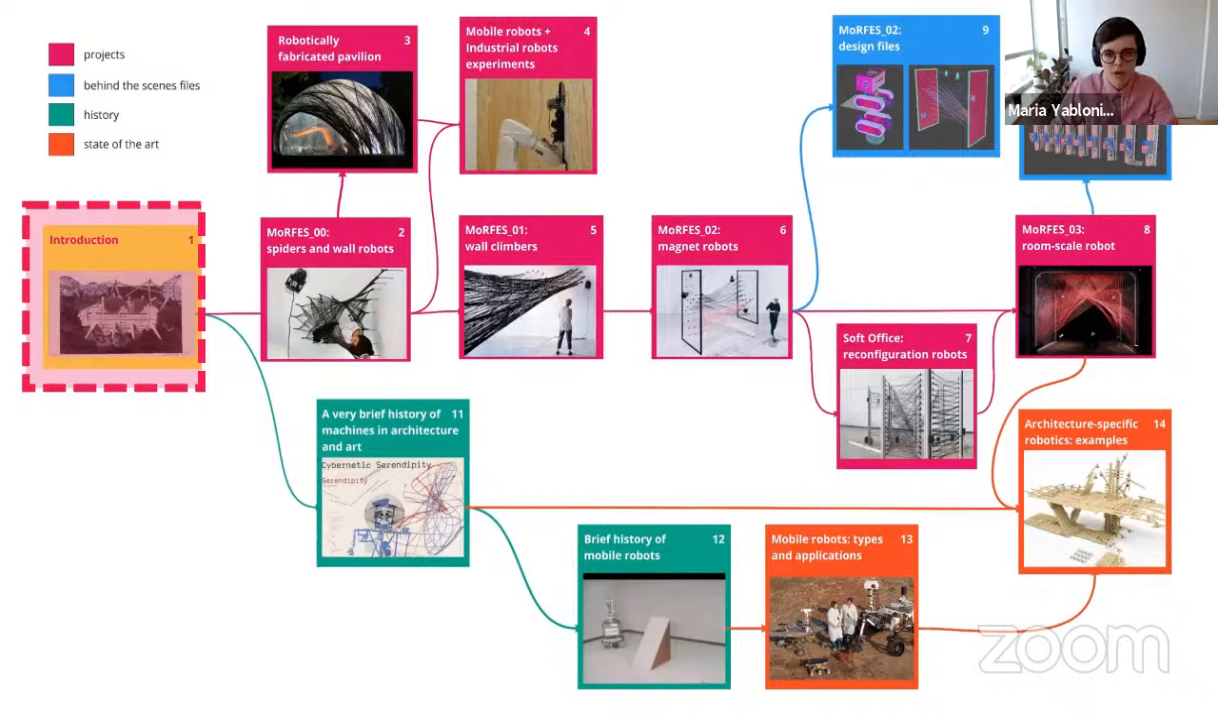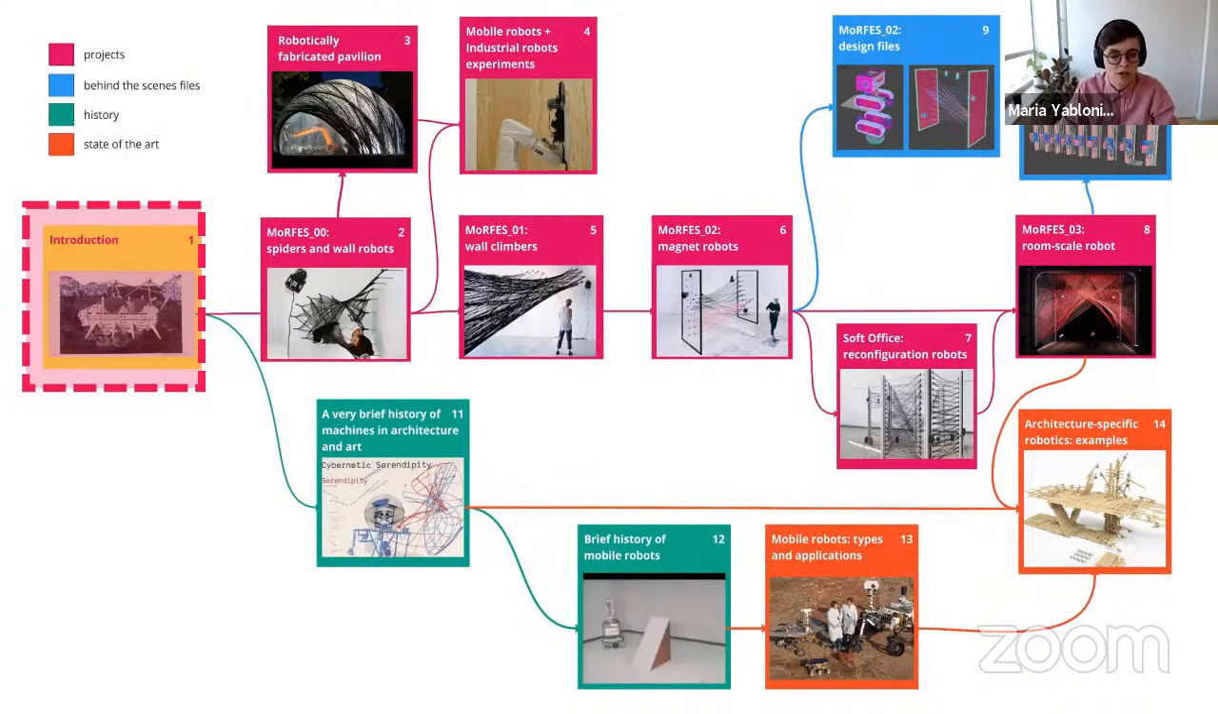I call this format Choose Your Own Adventure Lecture. What I have currently opened on my computer is a giant slide deck that we're not going to be able to go through within the time that we have. But the slide deck is separated into different chunks, or snippets, as I call them. Some are about my own work, some are about work that I love, some are about history, about machines and architecture, and a brief history of mobile robots.